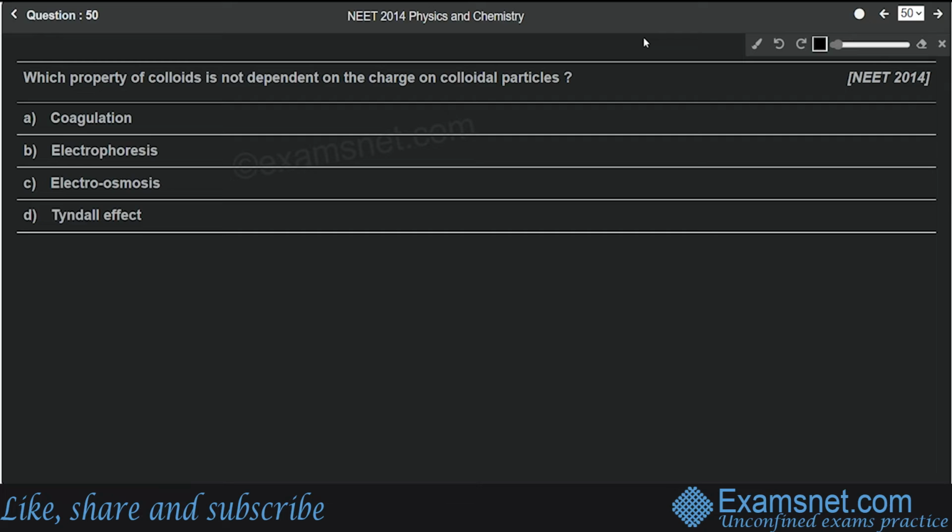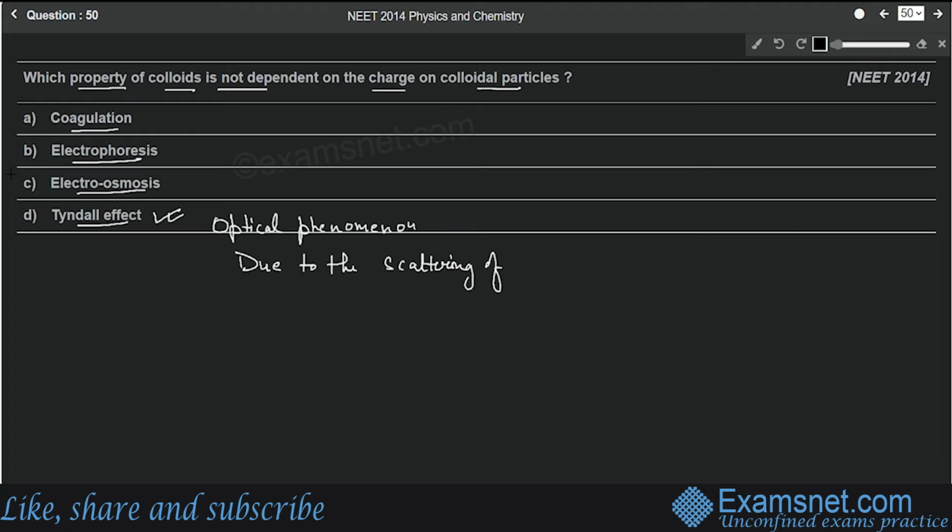Question number 50 is from the chapter Surface Chemistry, and the question is: which property of colloids is not dependent on the charge on colloidal particles? Option A, coagulation, option B, electrophoresis, option C, electroosmosis, and option D, Tyndall effect. Okay. So the answer will be Tyndall effect, because Tyndall effect is an optical phenomenon, and it is due to the scattering of light and not due to charge.